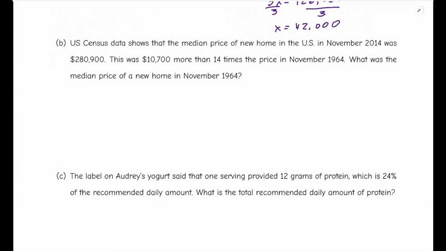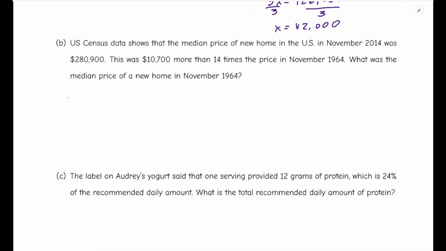Part B. U.S. Census data shows that the median price of a new home in the U.S. in November 2014 was $280,900. This was $10,700 more than 14 times the price in November of 1964. What was the median price of a new home in November of 1964?